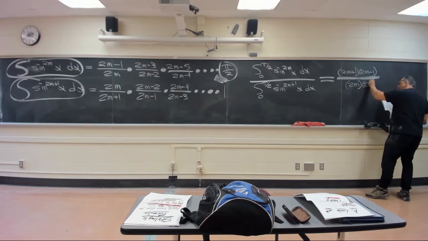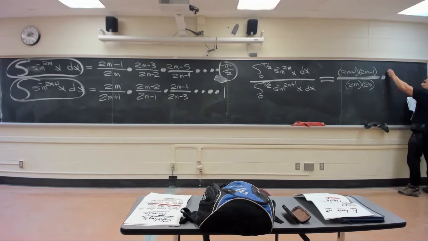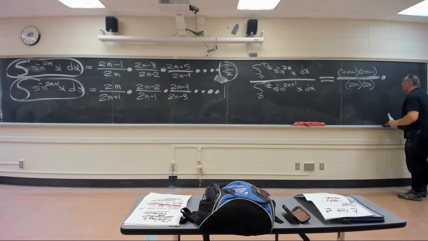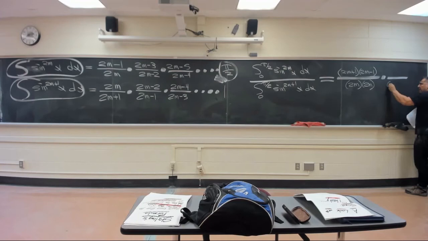Here we go. The next one is two less than that, or is it? No, it's going to be, forgive me here, guys. Let me try to go between the two here. 2m minus 2, 2m minus 2. Here, you guys, 1 is 1 greater than that. And there's a difference of 2 right here.